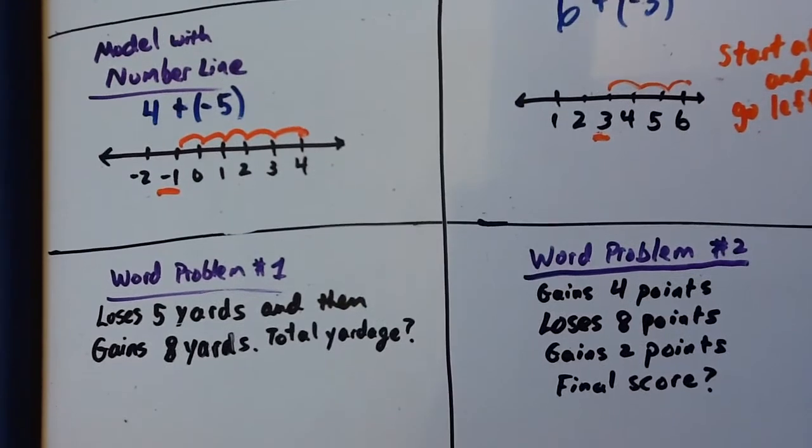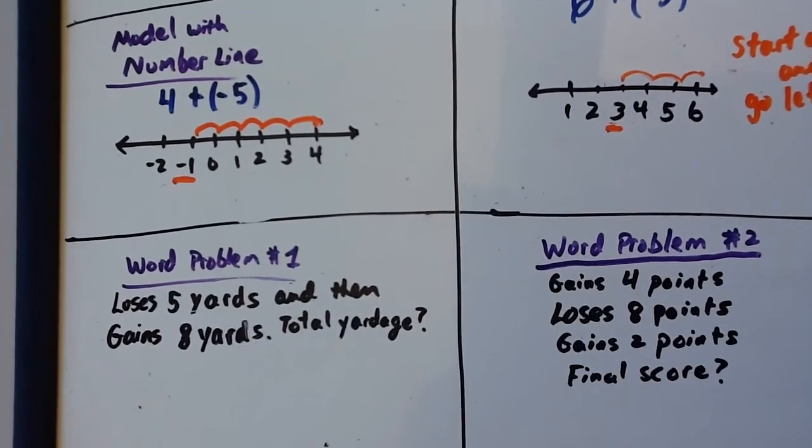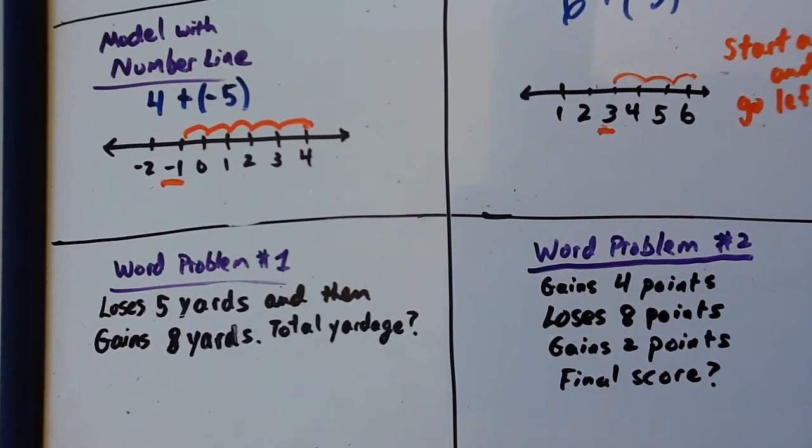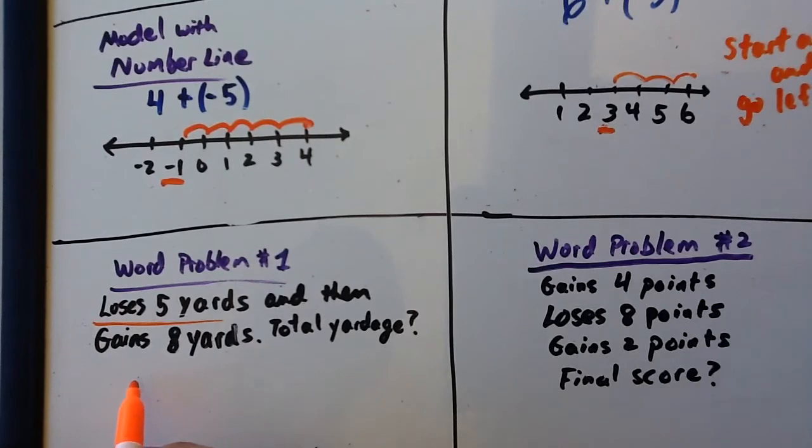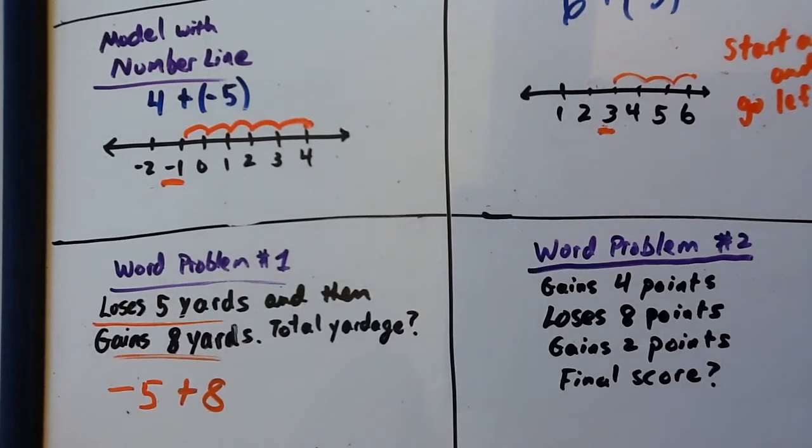Here's a word problem for you. A football team loses 5 yards on the first play and then gains 8 yards on the next play. What is their total yardage? Well, if they lose yards, that means they're going backwards, which we can represent with a negative sign. So they lose 5 yards, and if they gain yardage, they're going forward. So we can use a positive sign to represent that. So we have negative 5 plus 8.